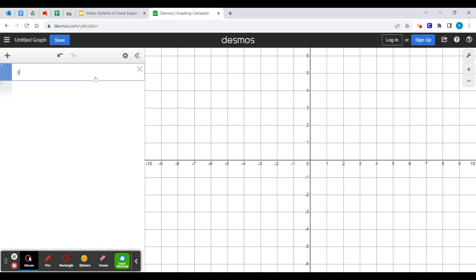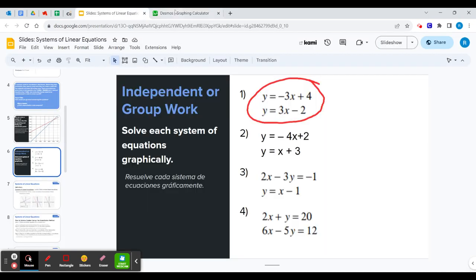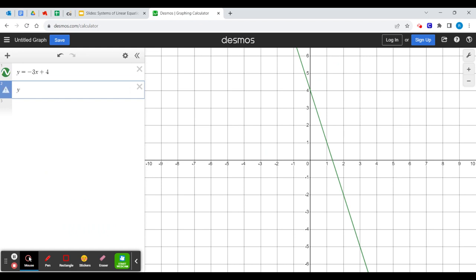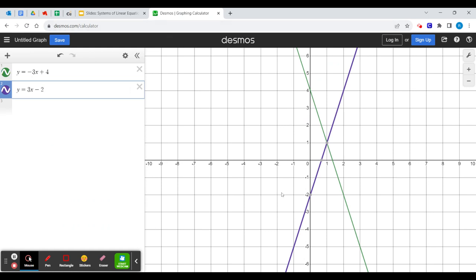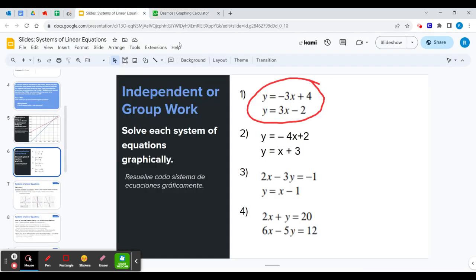So y equals negative 3x plus 4. And y equals 3x minus 2. Double check that I entered that correctly. And it looks like if we do that, we have this green line, we have this purple line. Your colors may be different, but this intersection point here, if we click on this gray dot at 1, 1, that is the solution to our equation. X is equal to 1 and y is equal to 1. So in this case, our answer is 1, 1. And let's remember that that first number is our x value. That second number is our y value.